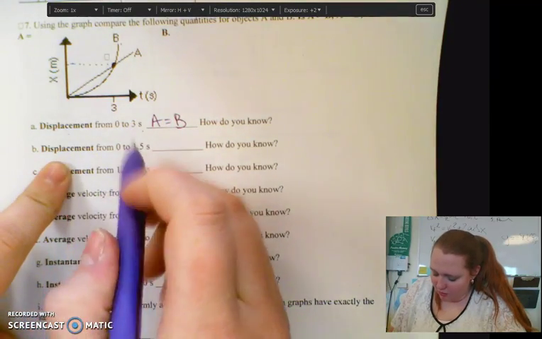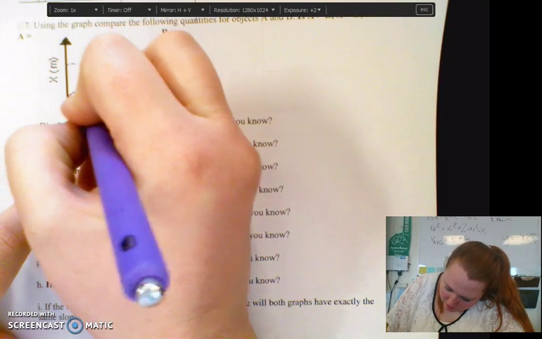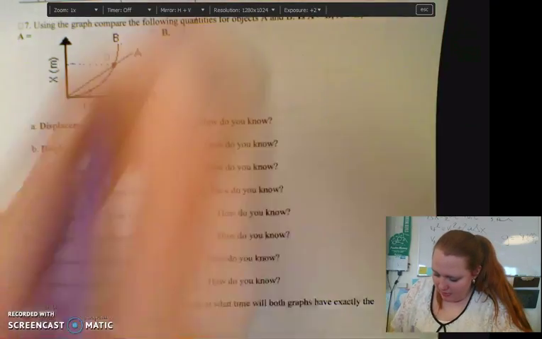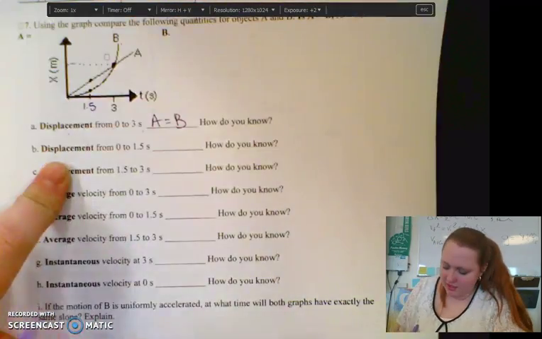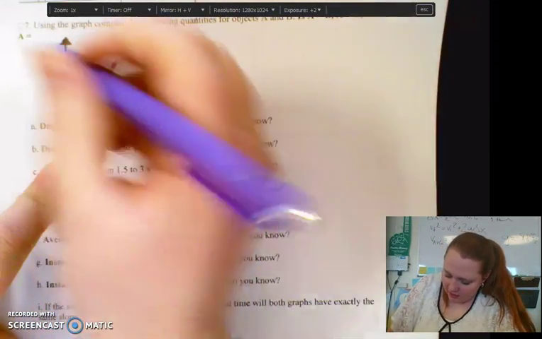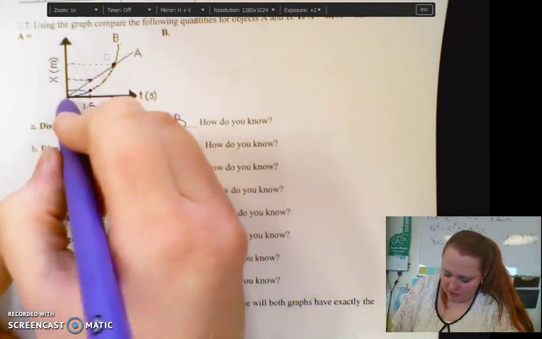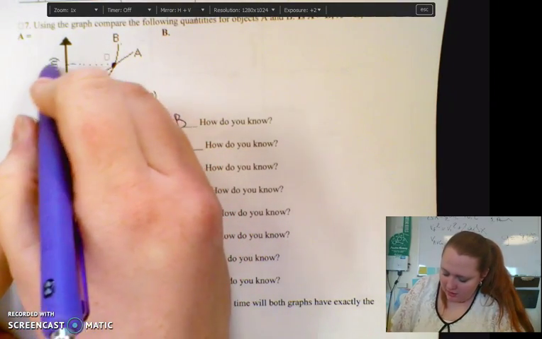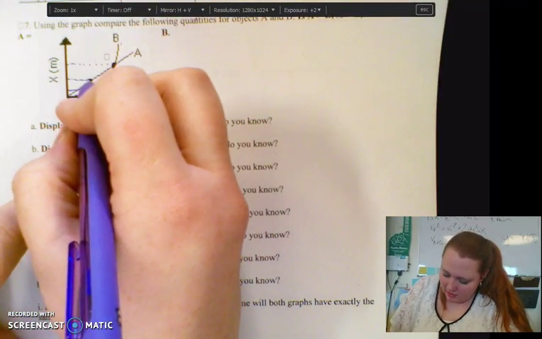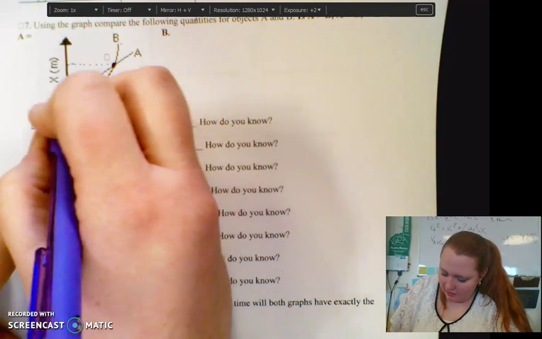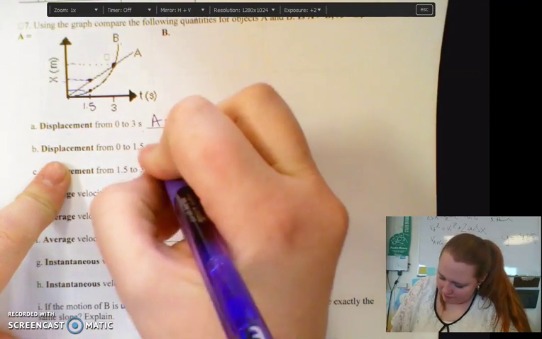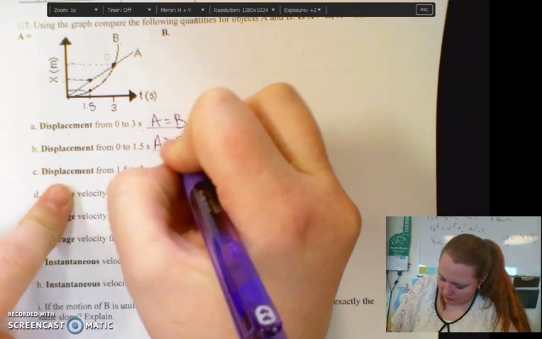The displacement from 0 to 1.5 seconds. Here is 1.5 seconds. We can see that B's position is right here, and A's position at 1.5 seconds is greater than B's. If we were to put numbers here, maybe 1, 3, and 5 or something, we don't really know what those numbers are, but that doesn't matter. All we need to know is that A has a larger displacement. It's higher up on our position axis here. So here A is greater than B.